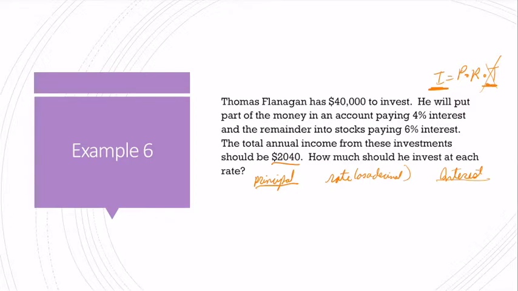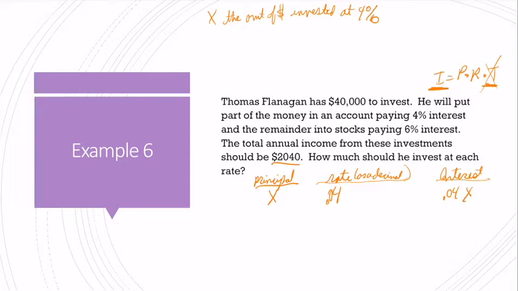So let's let X be the amount of money invested at 4%. So that's X. The rate on X is 0.04. So the interest on that will be if I multiply these two together, because I don't know how much principal I'm putting in just yet. So it's going to be 0.04 times X.